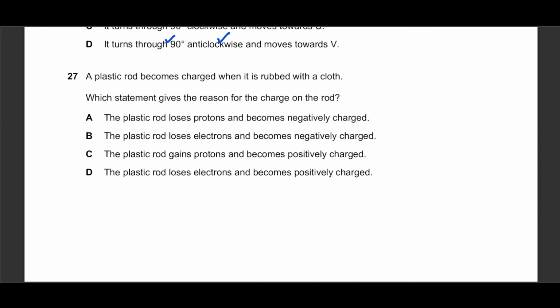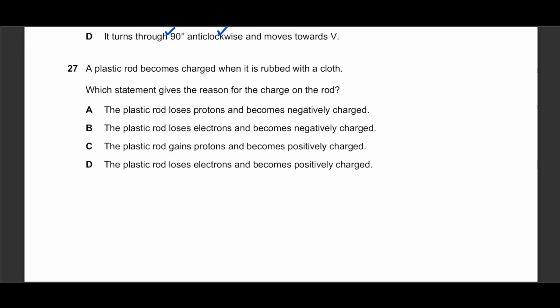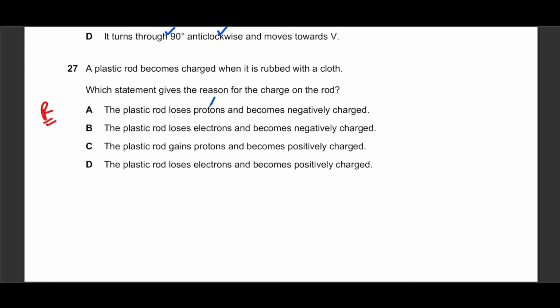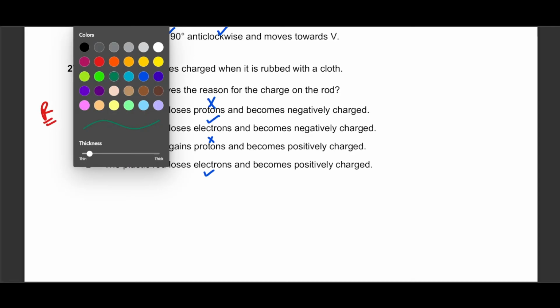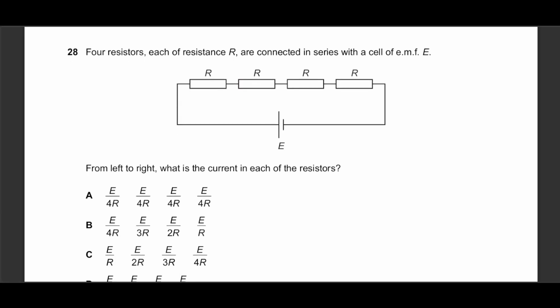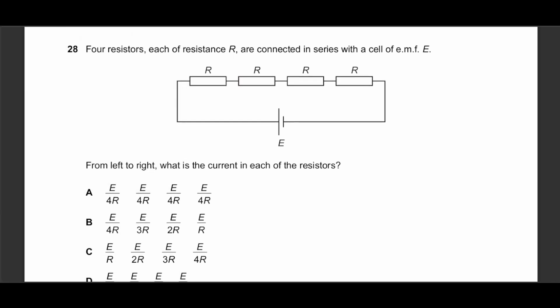Question 27. A plastic rod becomes charged when rubbed with cloth. Which statement gives the reason for the charge of the rod? Now again, a repeated question in terms of electrostatics. The rod loses protons. Now any statement involving protons is false. Protons don't move. The rod loses electrons. Okay, fine. We can accept it to this point, but let's see the rest of the reason. It becomes negative. Now losing electrons makes you positive. Lose electrons and become positively charged. So yeah, because there's a net positive charge, since there are fewer negative charges now.